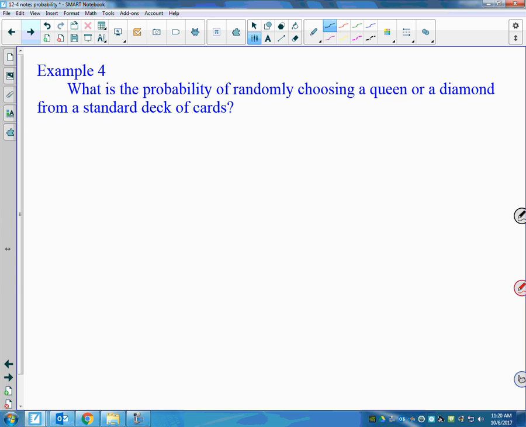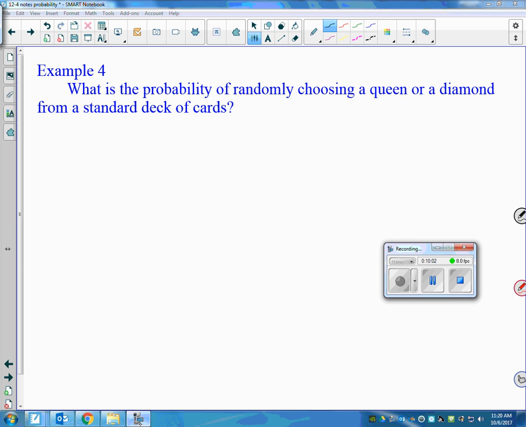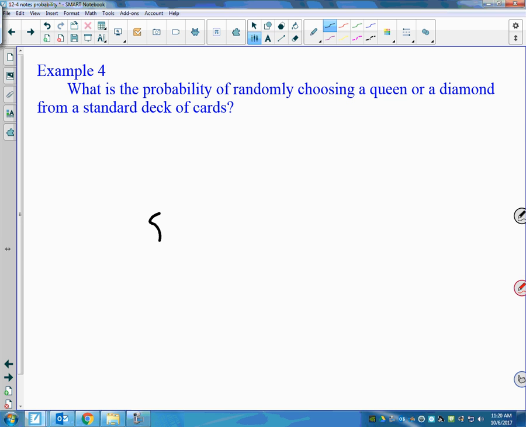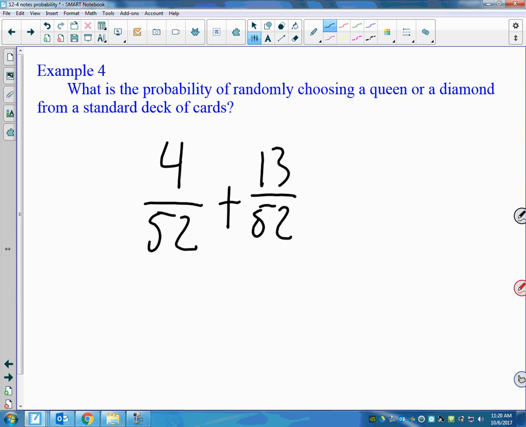So this example is asking what the probability is of randomly choosing a queen or a diamond from a standard deck of cards. Well, we should know that a standard deck of cards has 52 cards. So our denominator is going to be 52. Well, there are 4 queens in a deck. All right. So we know the first probability is 4 out of 52. Or a diamond, so plus, we know that there are 13 diamonds in a deck of cards because there's ace through king that are all diamonds. But there's an overlap here. There is 1 queen of diamonds, so we have to subtract out our overlap, which is 1 out of 52.